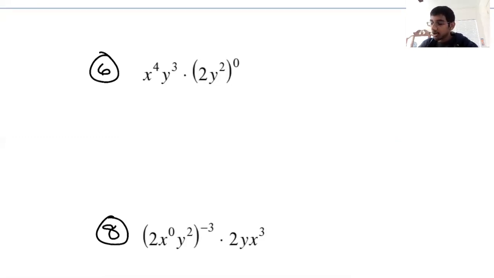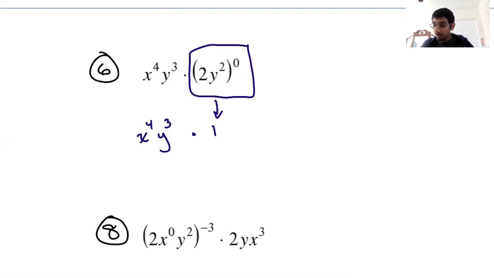Okay, so let's start off on this side, right? What do we see over here? We see a nice 0. And whenever we see a 0, we know anything raised to the 0th power is equal to 1. So that means that this whole thing is just equal to 1, and we're multiplying that times x to the fourth y cubed. Now we can't really simplify that further, so it's just x to the fourth y cubed as our answer.